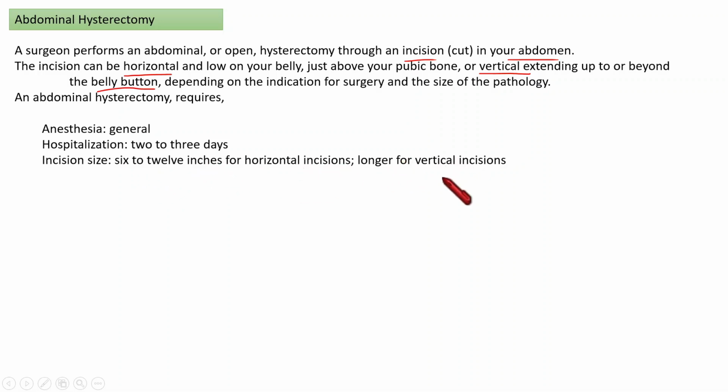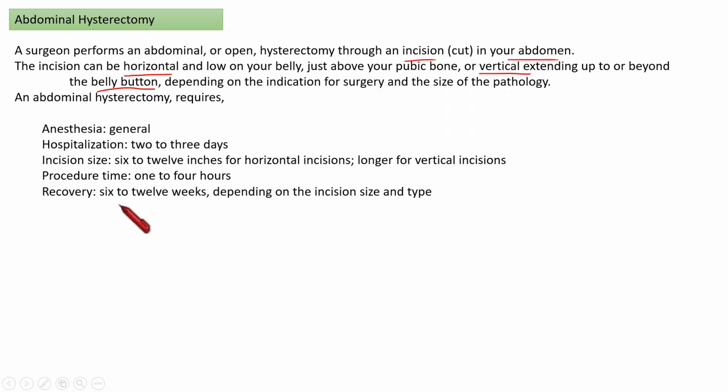incision, and it will be much longer and bigger when compared with the horizontal incision in the case of vertical incisions. Procedure duration is 1 to 4 hours. Recovery after the hysterectomy needs 6 to 12 weeks, depending upon the size of the incision that the patient has.